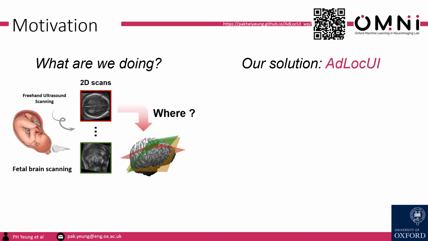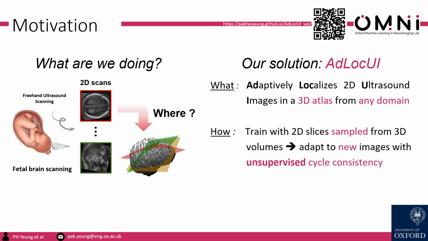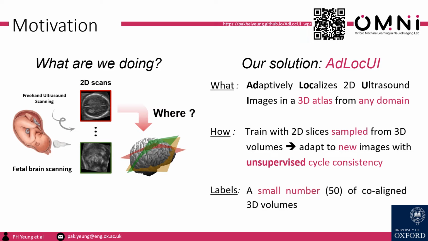In order to tackle these challenges, we propose AdLocUI, which adaptively localizes 2D ultrasound images in the 3D atlas. To address the difficulty of obtaining training data, we train our model with 2D slices sampled from 3D volumes, which can be adapted to new images with our proposed unsupervised cycle consistency. Therefore, for the whole framework, we only need a small number of co-aligned 3D volumes for training.